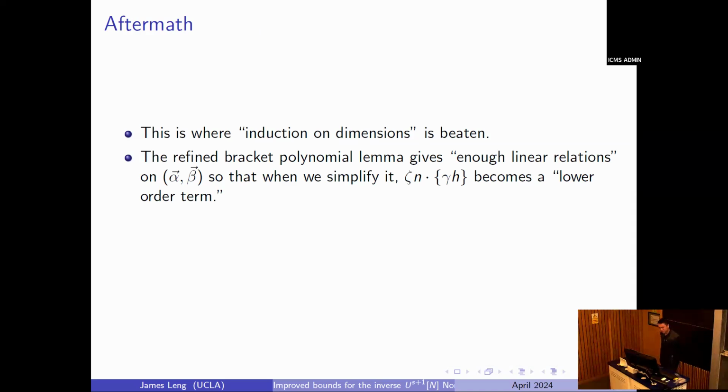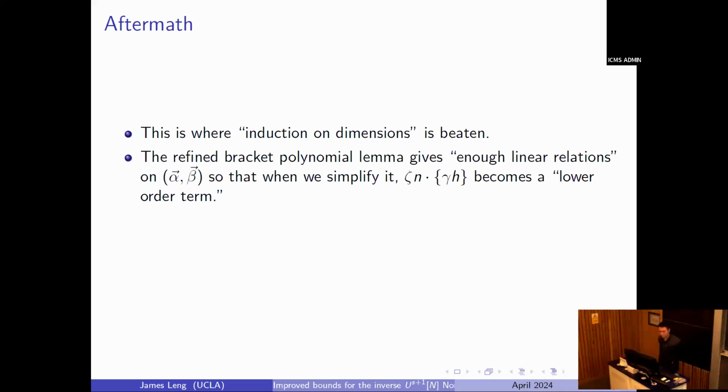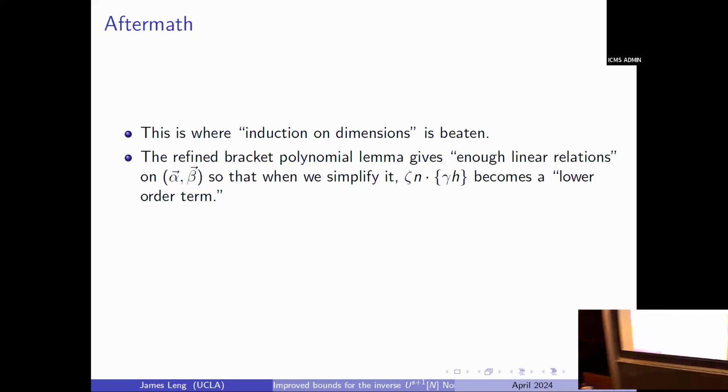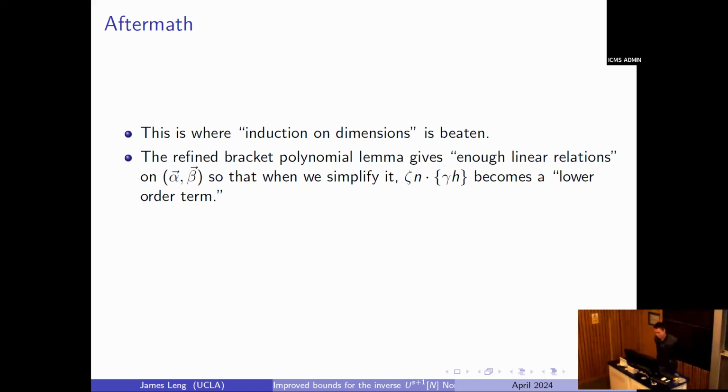And what this lemma gives you is enough linear relations on alpha and beta so that when you simplify this original bracket polynomial, when you plug these linear relations in there, this bracket polynomial becomes a low order term. It becomes a sum of a product of a bunch of products of curly bracket terms.